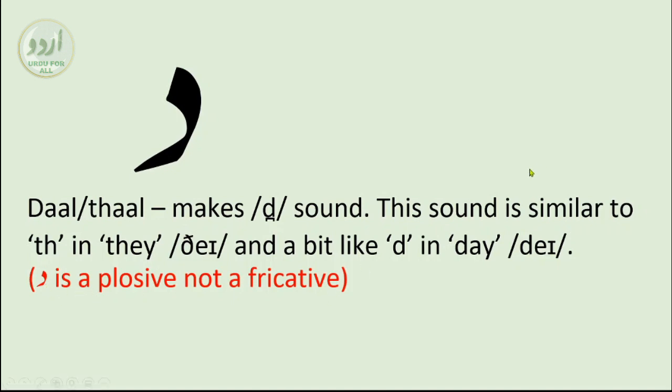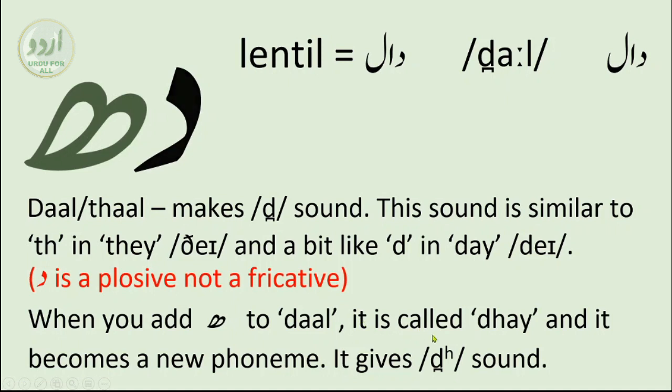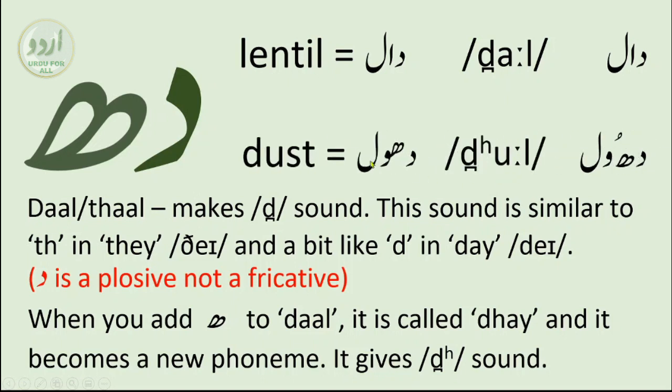Okay, now let's do an example. The l makes dal, and dal means lentil. Now if you add a do chashmi hai to dal, it's called de, and it becomes a new phoneme. It gives the sound. We don't have that sound in English. So let's try a word. The and the chashmi hai makes the sound. Pesh and then wow makes oo sound, and l makes dhool, and dhool means dust.